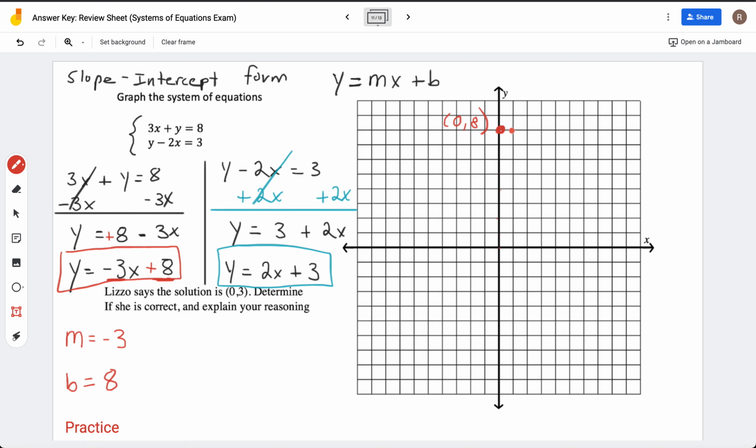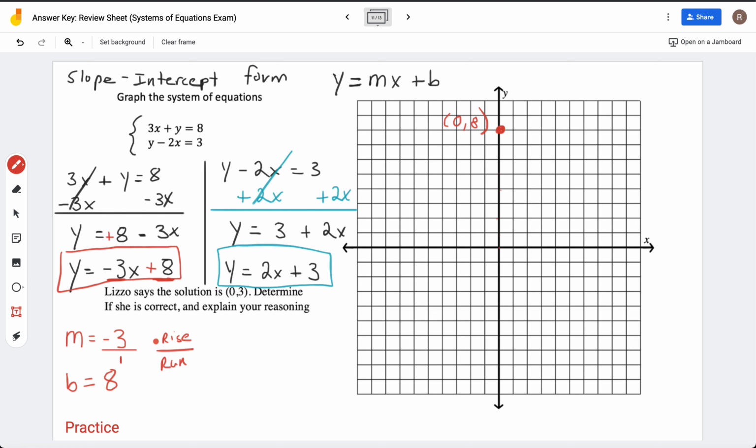Okay. Now, we're going to use the slope to find the next point. And remember, if we're talking slope and we want to talk in graphing, we want to do rise over run. So we want to put this -3 into a fraction and turn it into -3 over 1. And this is rise over run.